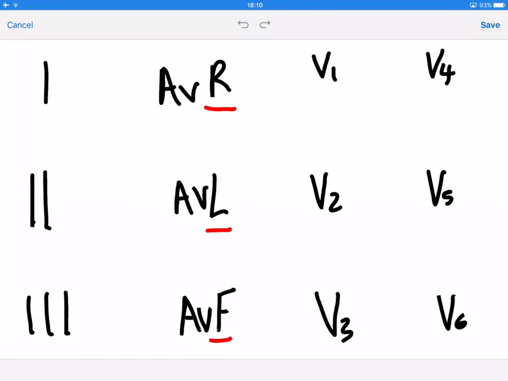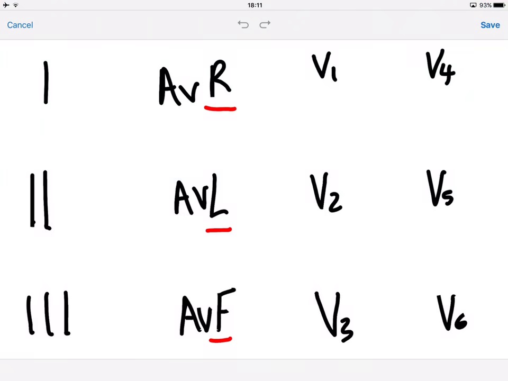Hi, so today we're going to go through an ECG and how to interpret the leads, to know where they are and what they mean, so for example septal, lateral, inferior, but also what coronary artery is affected when we see an abnormality in that section.